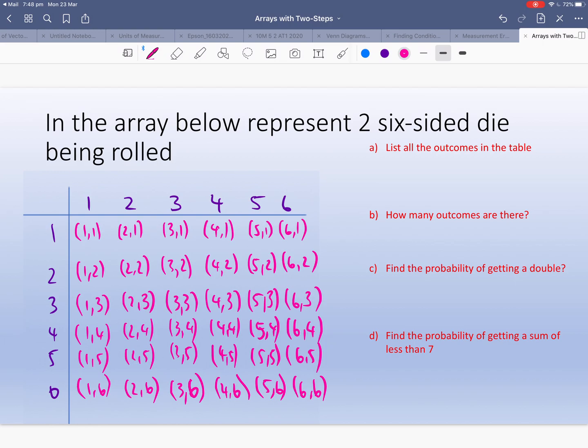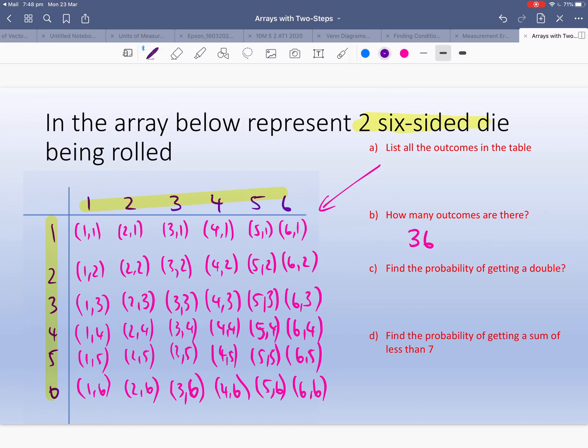Alright, so that represents all the rolls that I can make with 2 dice, and have a look at them. I can get 2 6s, a 2 and a 3, a 3 and a 3, a 4 and a 2, so different representations. It represents everything with 2 6-sided dice. Now, list all the outcomes on the table. We've just done that. How many outcomes are there? Well, it's going to be 6 times 6, so the total number of outcomes is 36.